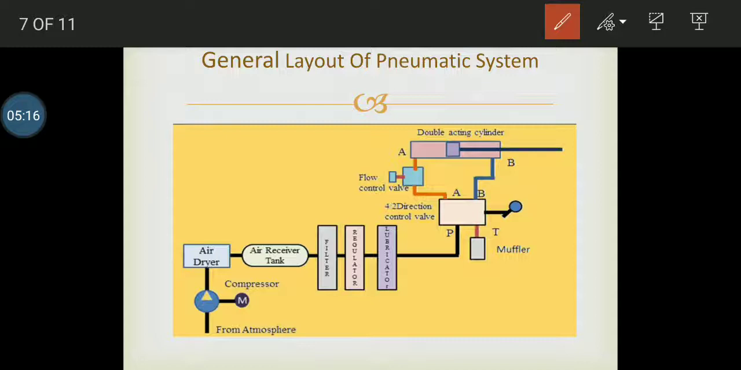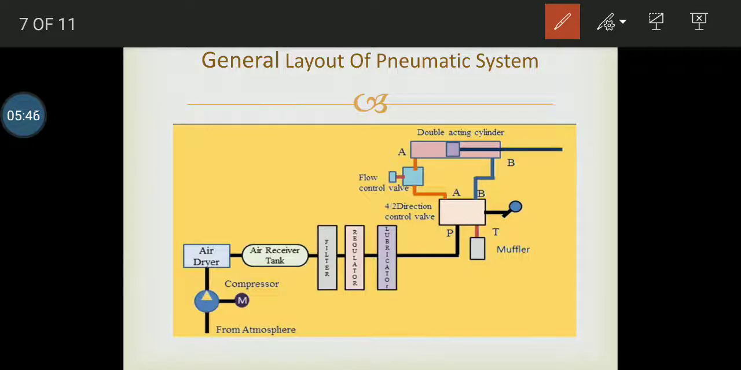Then the lubricator, because if I am using pure dry air, it creates a certain kind of impact on the components. So to reduce that impact, we are going to lubricate. We are going to atomize some kind of lubricant inside the air, so that it creates lubricated air, and we can use that air in the components which will be used in our system.